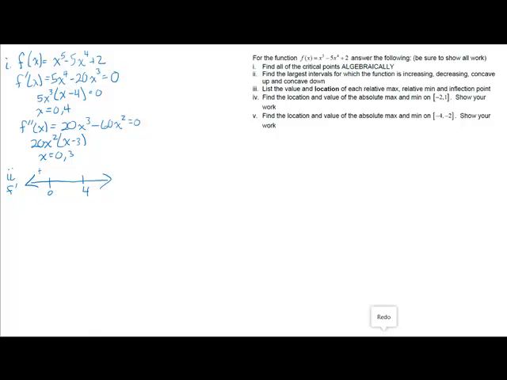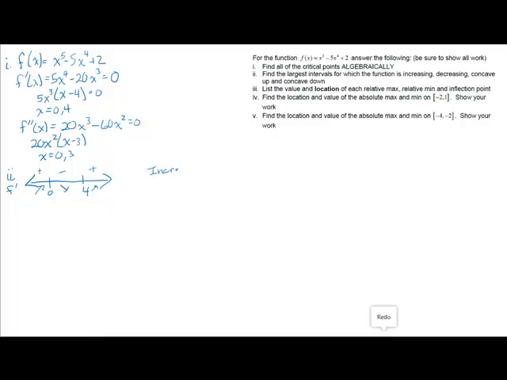And we could use a test point of 1 here. Putting in 1 would be positive here. Here putting in 1 would be negative. A positive times a negative is negative. And same thing here, if we put in 5, positive, positive, positive. So we've got increasing, decreasing, increasing.